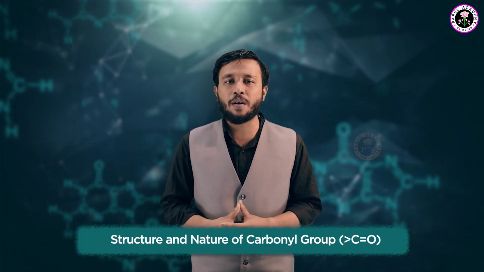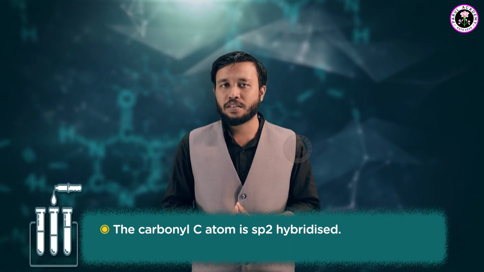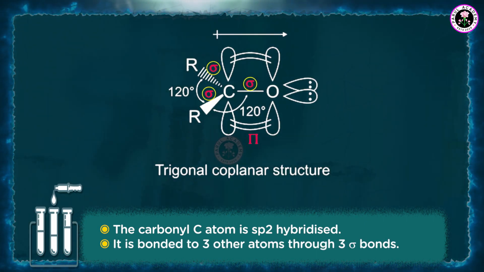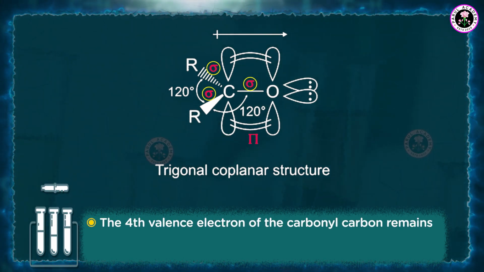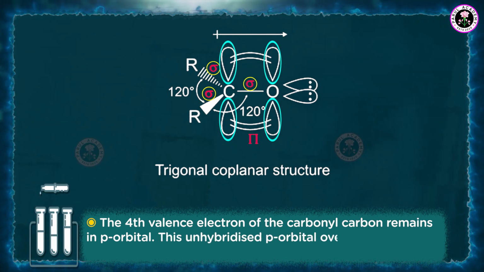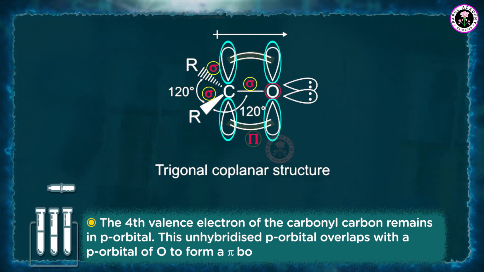Structure and nature of the carbonyl group. The carbonyl carbon atom is sp2 hybridized. It is bonded to three other atoms through three sigma bonds. The fourth valence electron of the carbonyl carbon remains in a p orbital. This unhybridized p orbital overlaps with the p orbital of oxygen to form a pi bond.